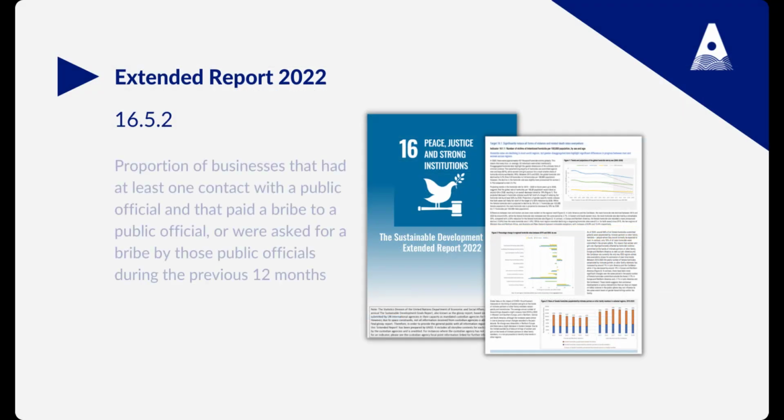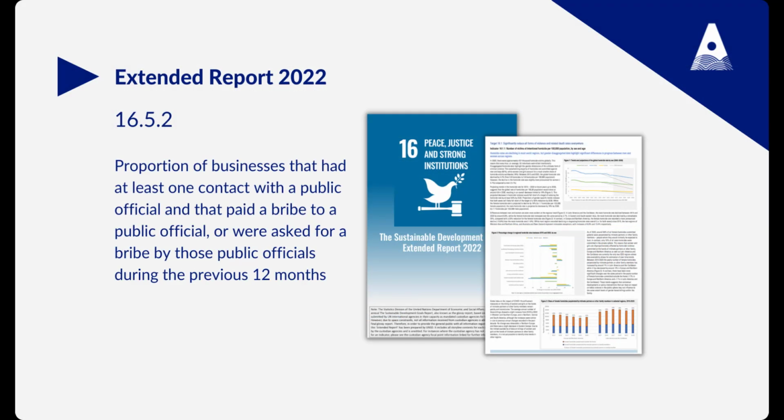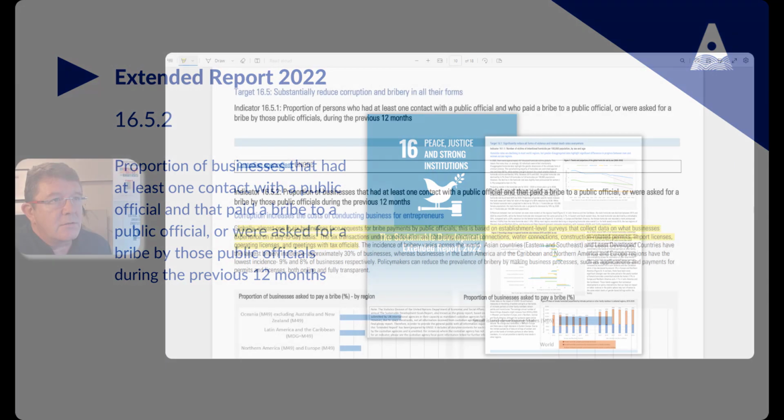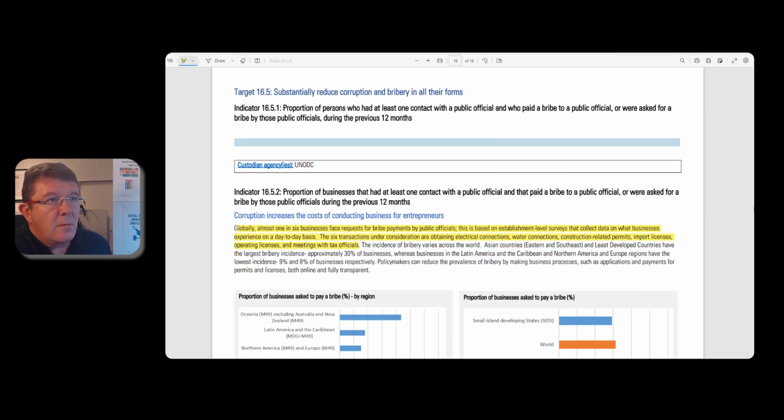Indicator 16.5.2, proportion of businesses that had at least one contact with a public official and that paid a bribe to a public official or were asked for a bribe by those public officials during the previous 12 months. So here they're trying to look at the proportion of businesses rather than persons. They comment that corruption increases the cost of conducting business for entrepreneurs, and again, that will be referred to in some of the later material in this module.